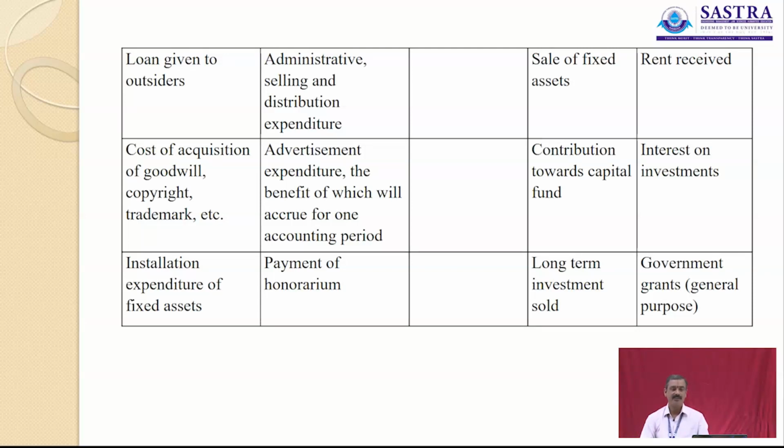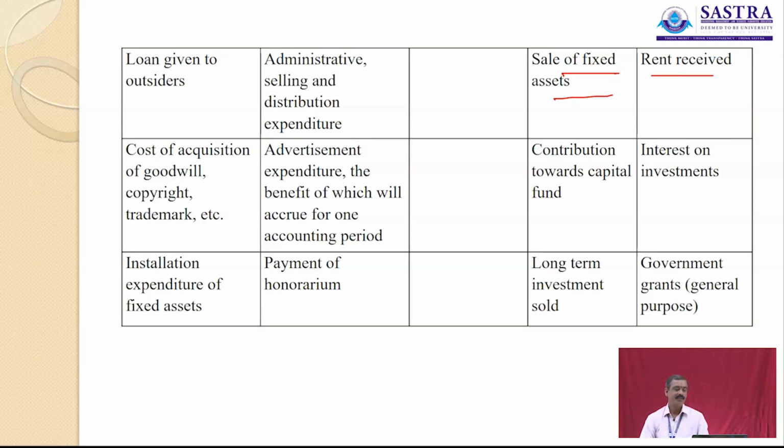Administrative, selling and distribution expenditure, which are involved in the process of operation but supporting the operation indirectly, will be known as the revenue expenditure. And sale of fixed assets, the capital receipts. The rent received, the revenue receipt.